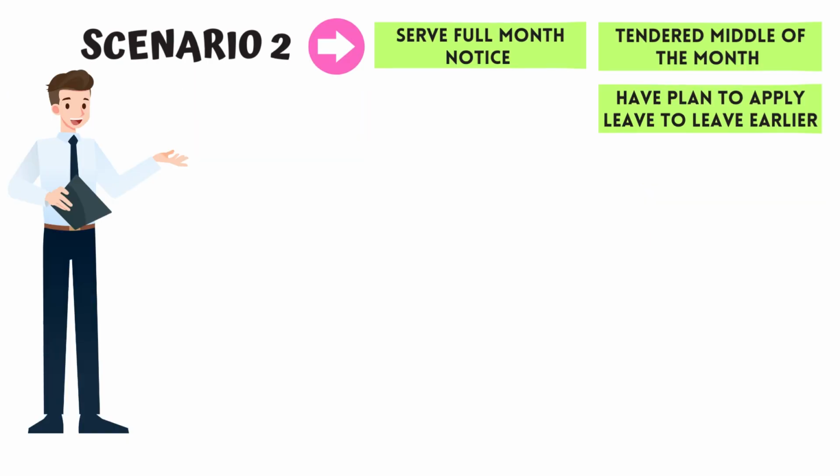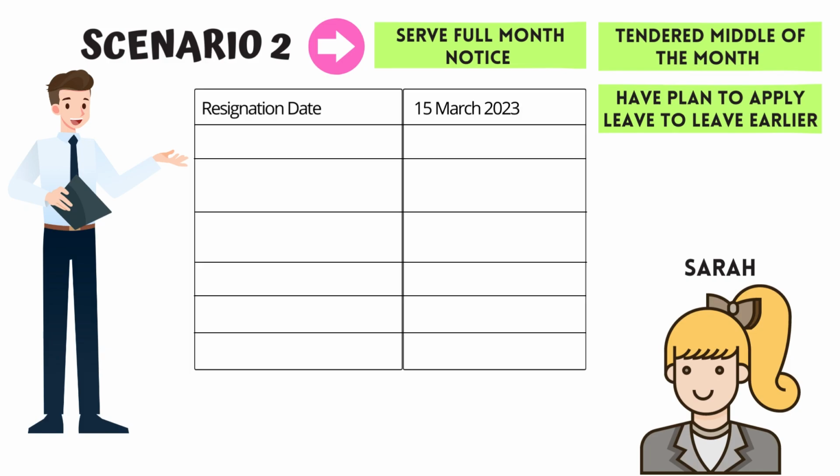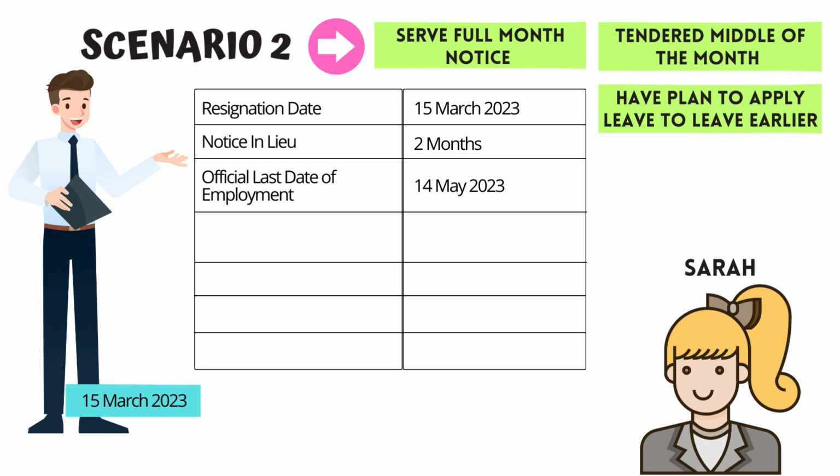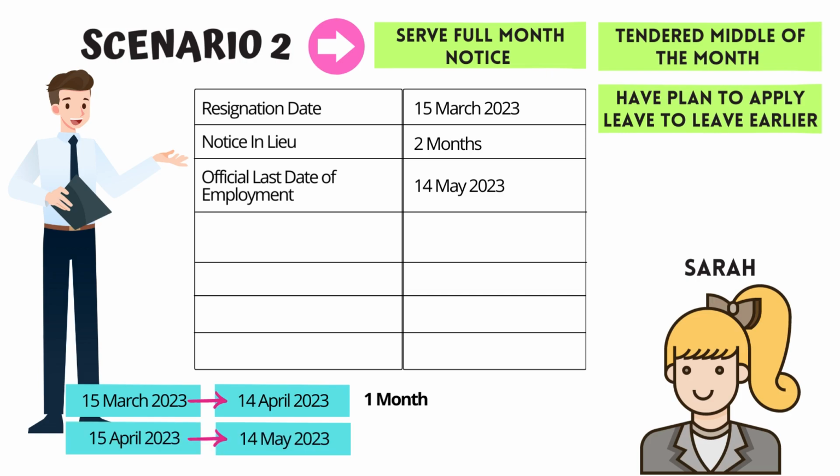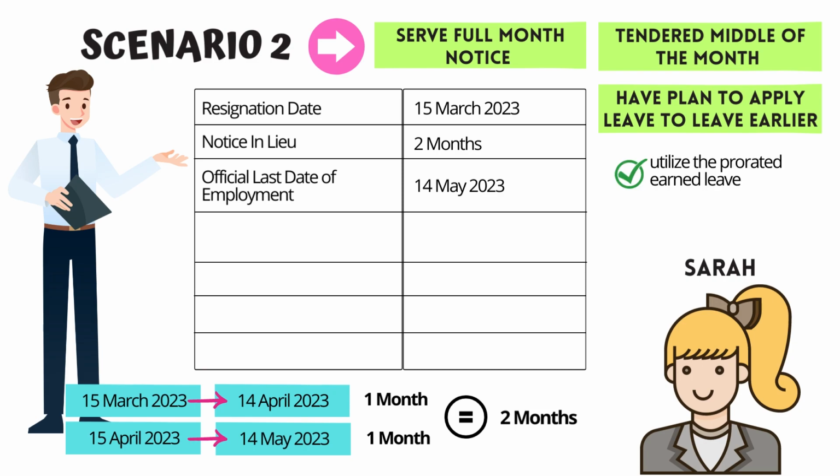Scenario 2. Sarah put in her resignation, dated March 15, 2023, and decided to leave the organization. Sarah's in lieu of notice period is 2 months. Therefore, her official last date of employment upon the 2 months of notice in lieu is May 14, 2023. March 15 to April 14 equals 1 month. April 15 to May 14 equals another 1 month. So, add up equals 2 months. An employee can choose to utilize the prorated earned leave to leave the company earlier, or can opt to have the leave encashment payout.